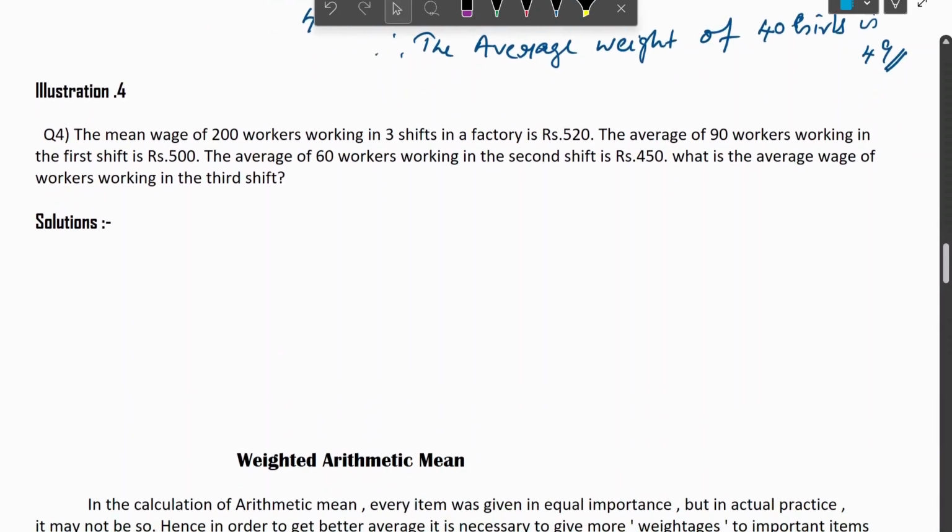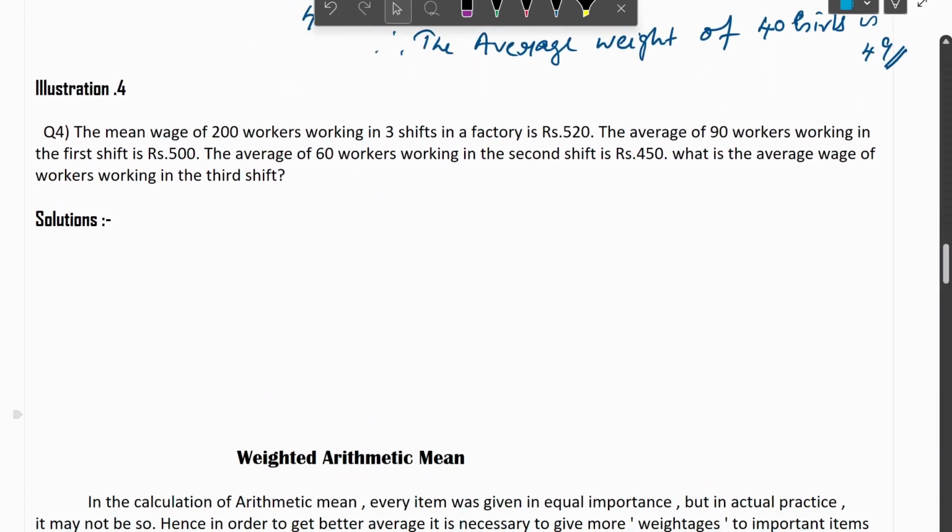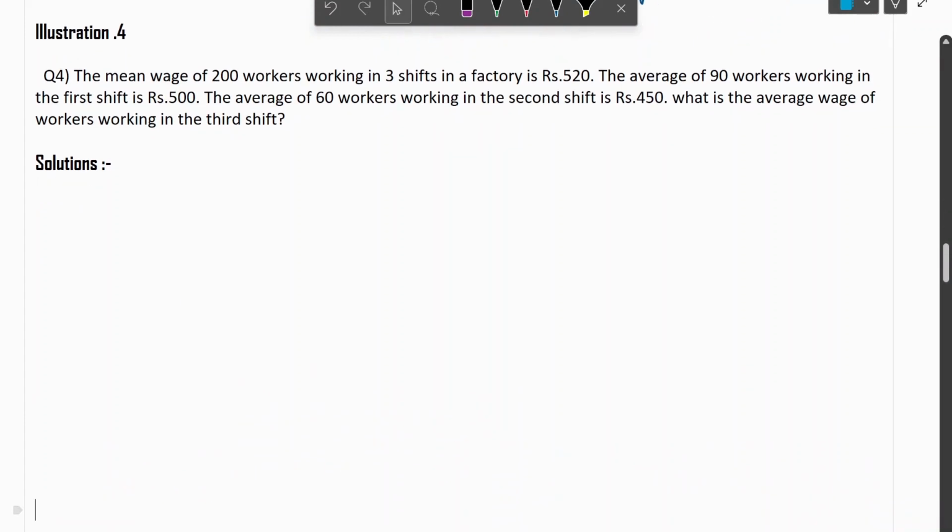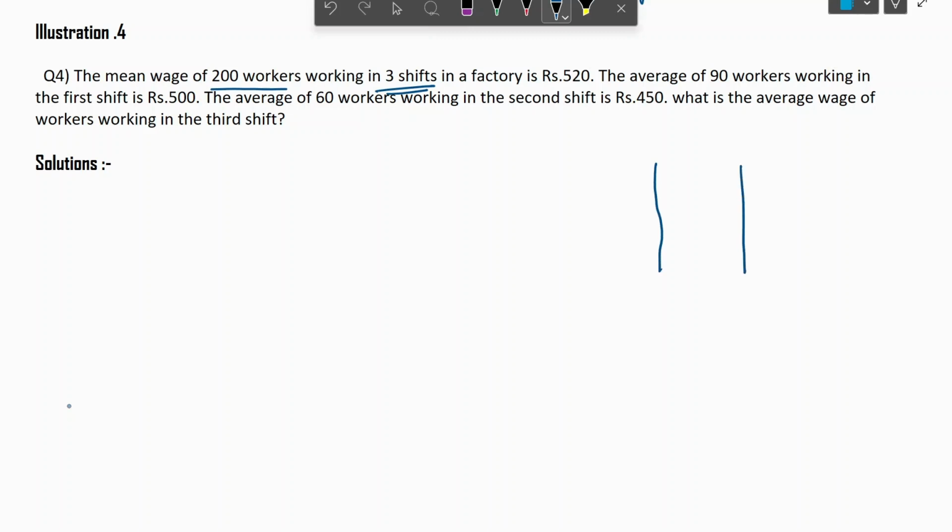Now read the question properly. This is the fourth question. The mean wage of 200 workers working in 3 shifts. Therefore, 3 shifts means you will consider as 3 groups. Okay. I'm making a table to get a proper picture of the question. Here, how many shifts? First shift, second shift, third shift. This is for my combined shift. The mean wage of 200 workers in 3 shifts in a factory is 520.